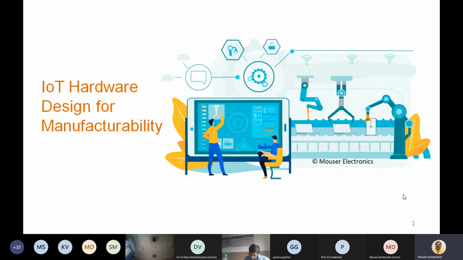Why is this so? Because at the time of ideation or prototyping or certification, we do not consider a number of parameters required for your IoT hardware manufacturing. And due to this, either the testing facility or the procedure that we have adopted for the manufacturing fails, or a lot of time and cost gets involved in the manufacturing.